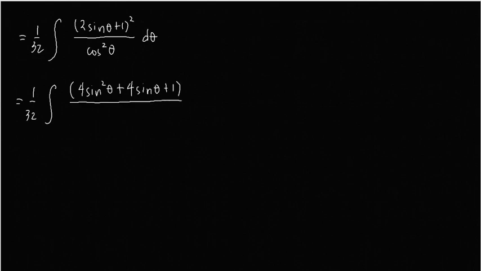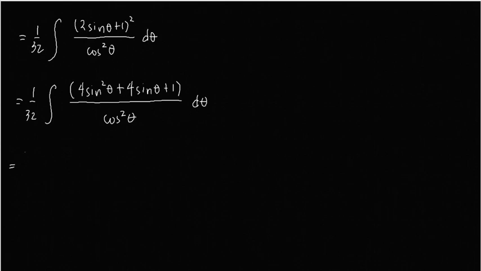So rewriting this, expanding 2 sine of theta plus 1, this is 1 over 32 times the quantity 4 sine squared of theta plus 2 times 2 sine theta times 1, that's 4 sine of theta plus 1, all divided by cosine squared of theta d theta.